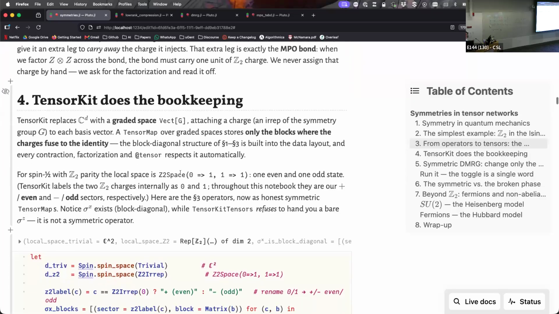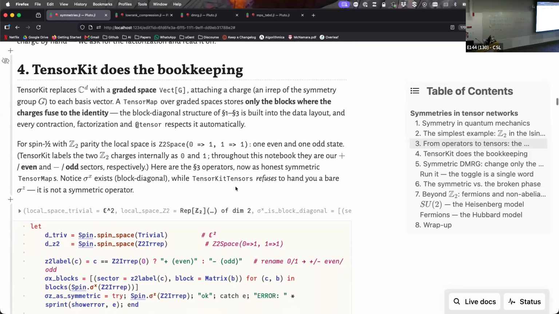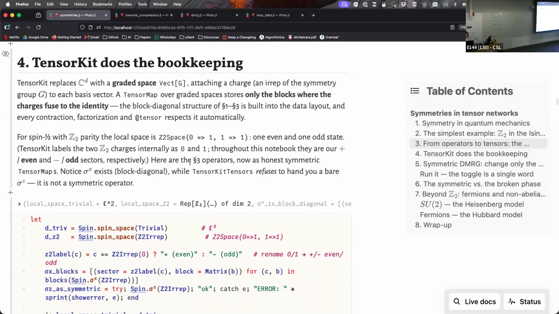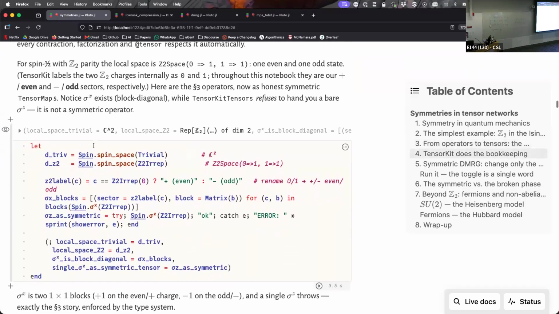Of course, you don't ever want to have to sort all of these things out at the same time. And so this is where the real power of TensorKit comes in, in the sense that the entire machinery of TensorKit is built to do all of this bookkeeping for you without you ever having to deal with this. And so the way that this works is that instead of using complex spaces, you now use graded spaces where you're telling it, these are the various sectors that are appearing.